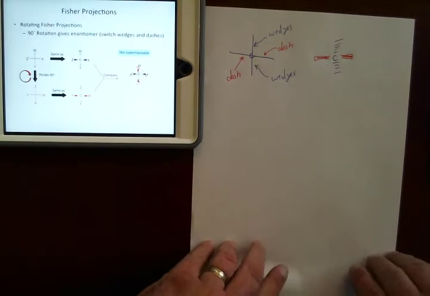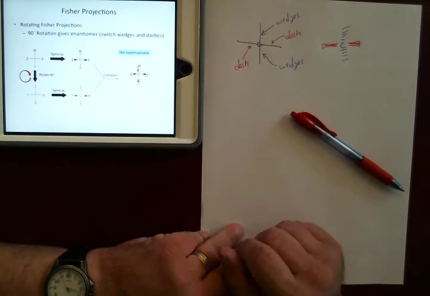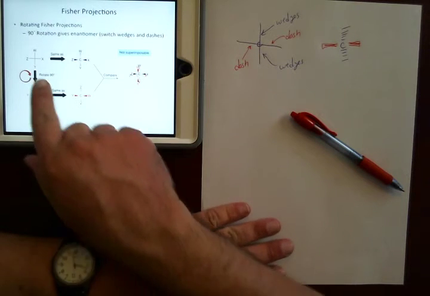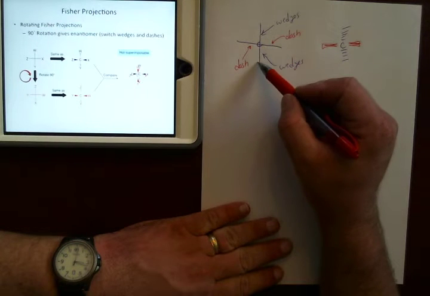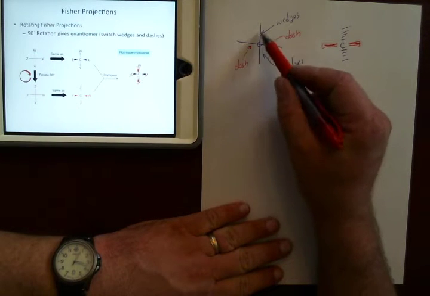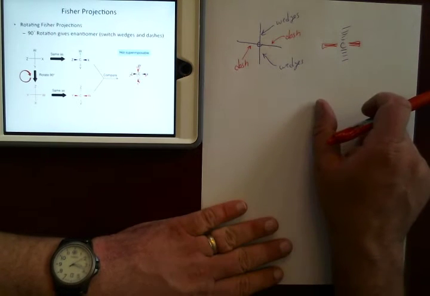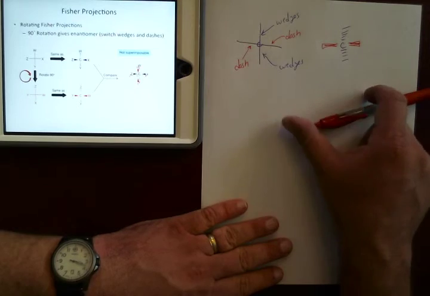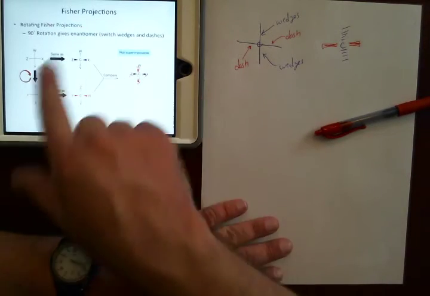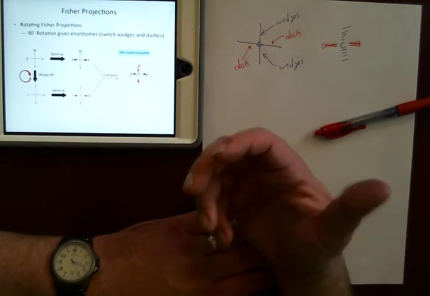Now the quirky thing is you have to be careful about these, because if you rotate these 90 degrees, the horizontal becomes vertical and vertical becomes horizontal. What you're doing is switching what is a wedge and a dash. So if you rotate it 90 degrees, you're switching all the wedges and dashes, so you're making the enantiomer of it. You have to be careful.